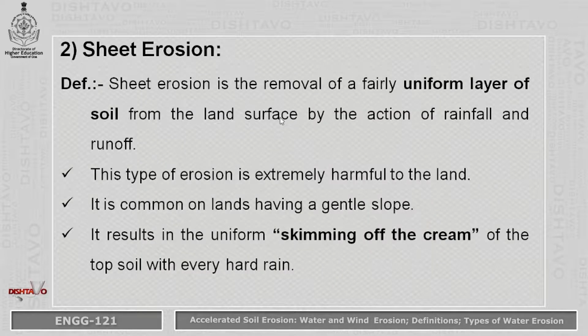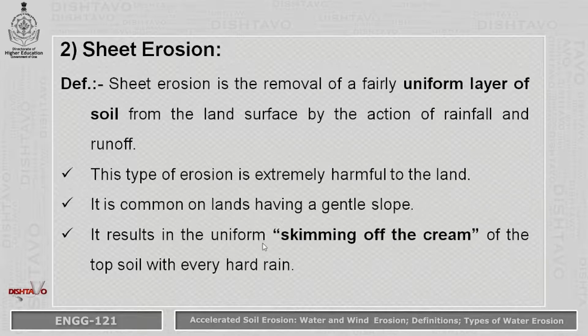The second type of water erosion is the sheet erosion. Sheet erosion is the removal of a fairly uniform layer of soil. Here the layer of soil is removed from the soil surface. This type of erosion is extremely harmful to the land. It is common on land having a gentle slope.